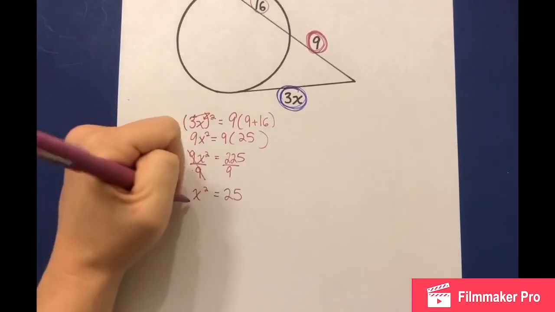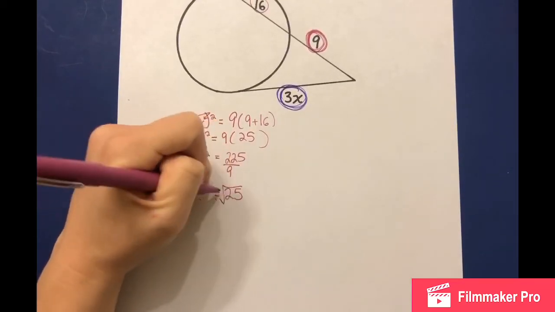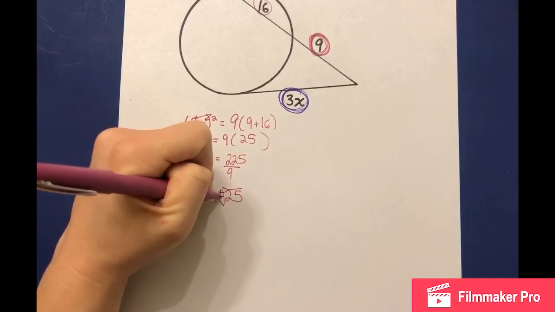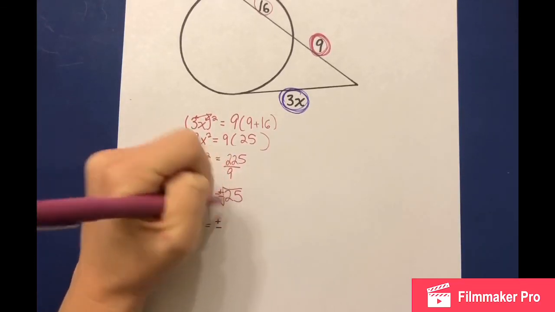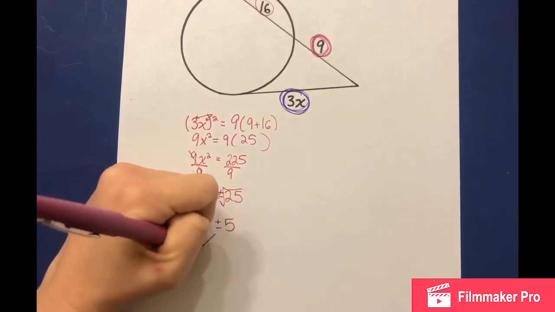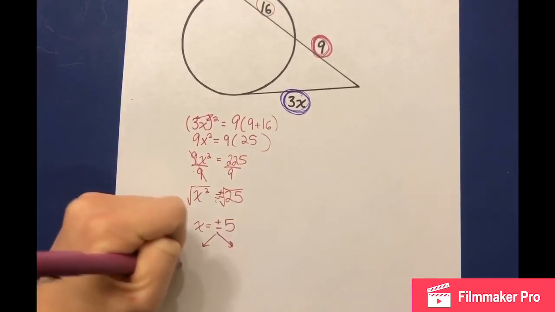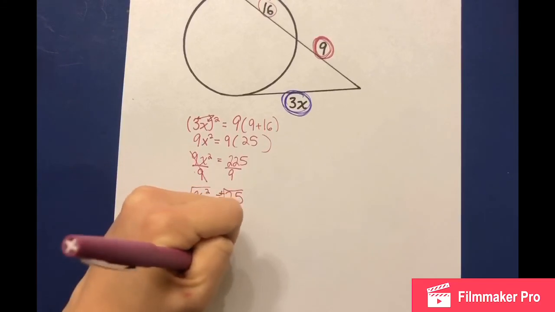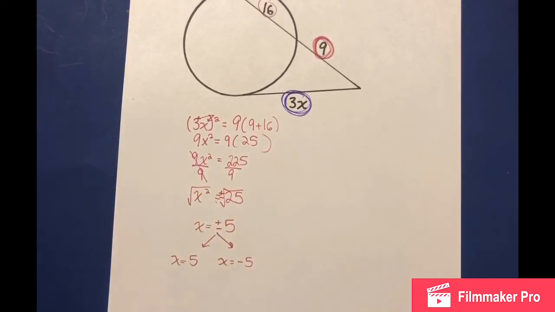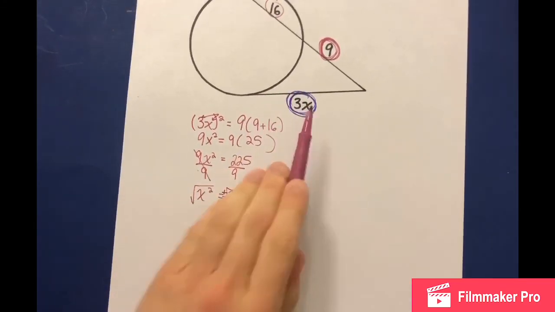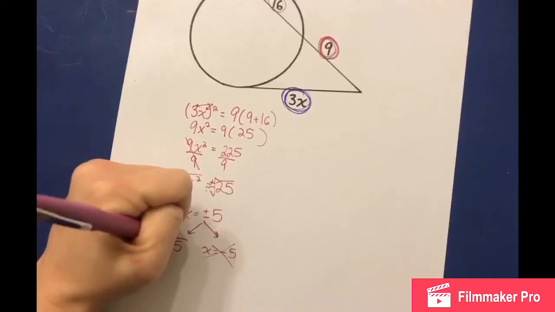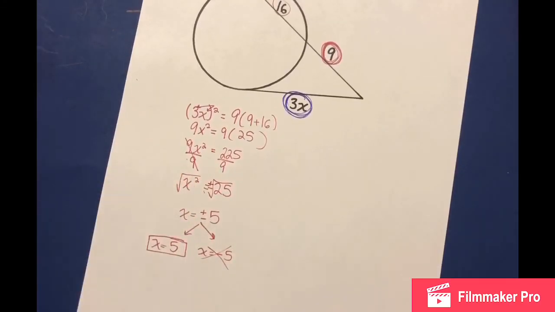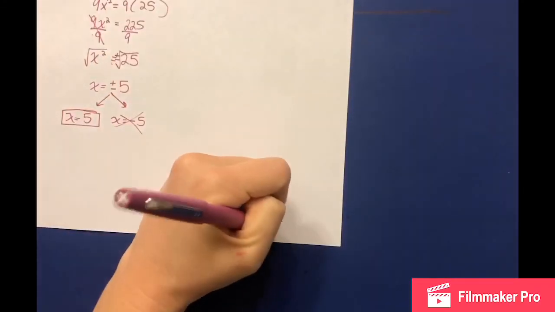So here, I'm gonna square root, but when I square root, it should be plus or minus. Okay? I get x equals plus or minus the square root of 25, which is 5. Let's break that up, see if we can work this. We have x equals 5, we have x equals negative 5. 3x, that's not gonna help me because this is gonna give me a negative side length, so that one's not gonna work. However, the x equals 5 will. So that's my answer.